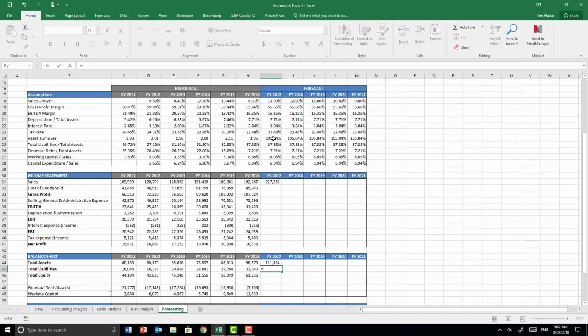For total liabilities, it's quite easy because all you need to do is take your total assets and multiply it by the ratio that we've assumed for total liabilities to total assets. So it's going to be 42,198.